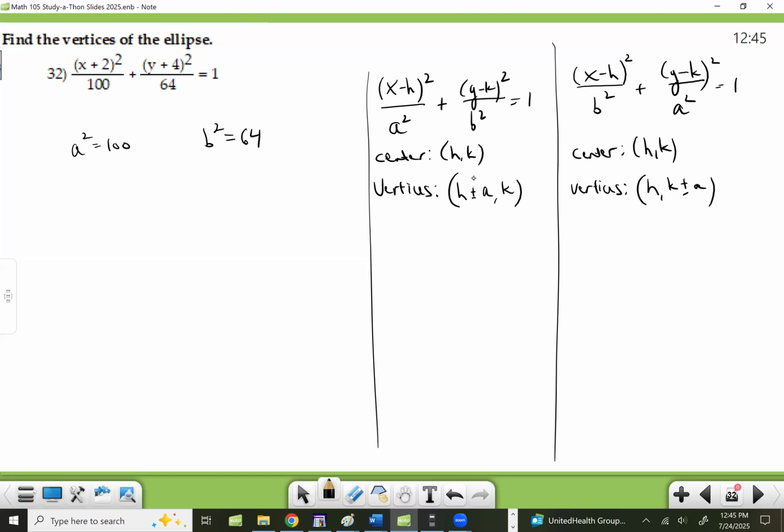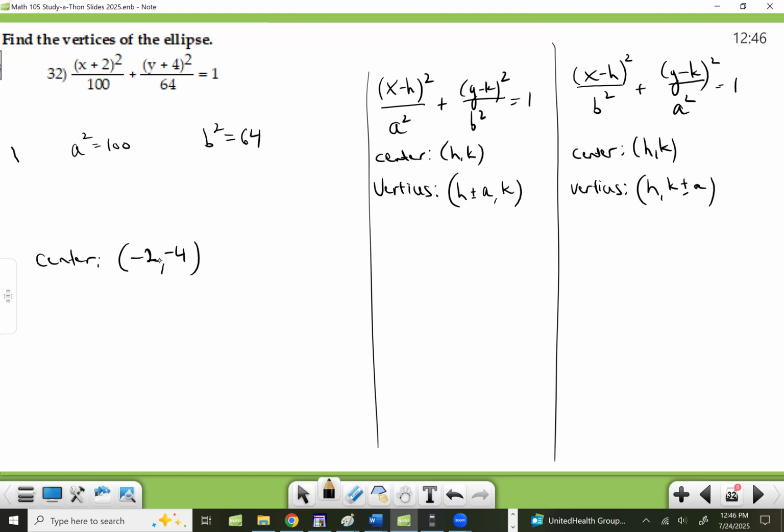So it's always the letter a for vertices. It's different for foci, but for vertices it's a. Okay, so let's go ahead and start off by getting our center. Right here, if we change the signs on both of these, it's going to be -2, -4 as our center.